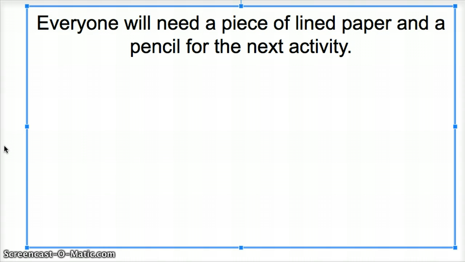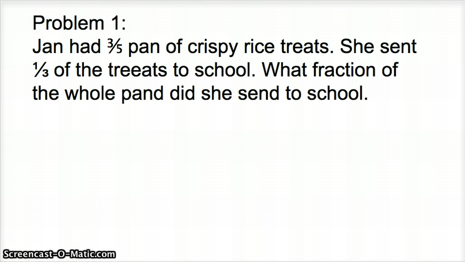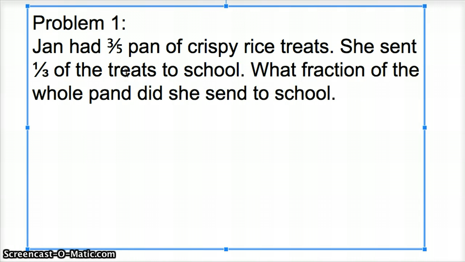Okay, now that everybody has a piece of paper and a pencil, we're going to talk about how to multiply fractions again. Today isn't much different than yesterday. We are just adding bigger numerators to the equation. So for example, let's look at the first problem. It says Jan had 3/5 of a pan of crispy rice treats. She sent 1/3 of the treats to school. What fraction of the whole pan did she send to school?